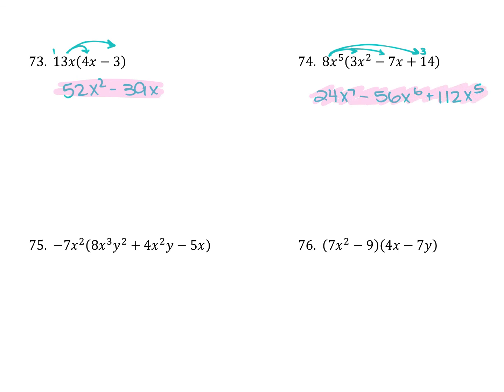For 75, we have negative 7x squared times 8x cubed y squared plus 4x squared y minus 5x. So we're going to start with the negative 7x squared times 8x cubed y squared. That's going to give us a negative 56x to the fifth power y squared. Then the negative 7x squared times 4x squared y is going to be negative 28x to the fourth power y. Then negative 7x squared times negative 5x is a positive 35x cubed.